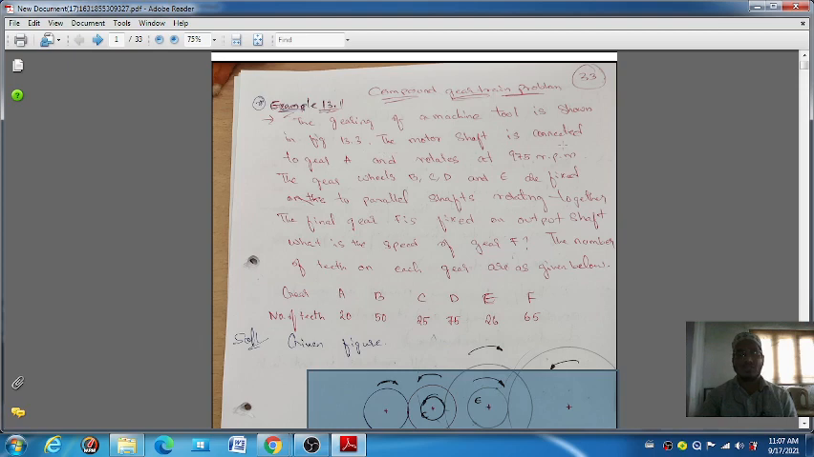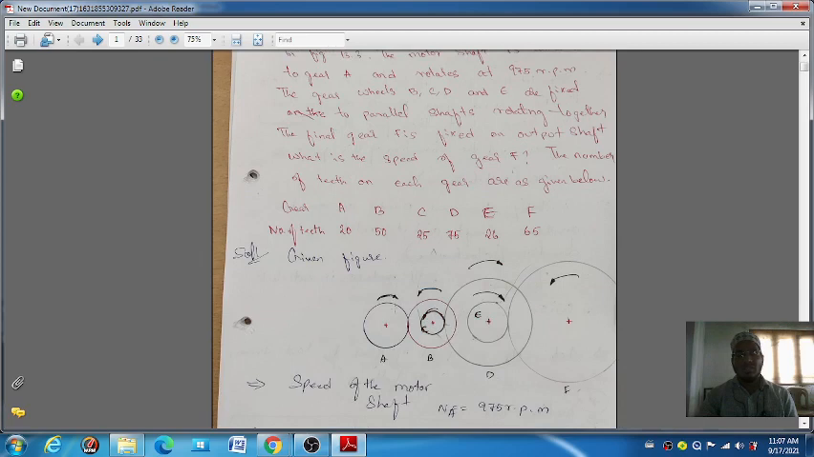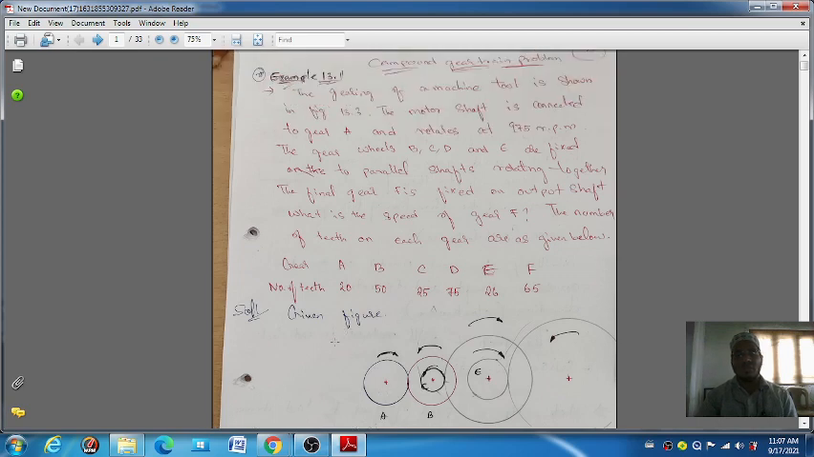The motor shaft is connected to the gear A. The gear A is on the shaft, and that shaft is connected to the motor, and the motor is supplied with electricity and rotates. The shaft is rotated at 975 rpm. 975 rpm. So this is N1, this is N2, this is N3, this is N4. Here the four shafts are there.